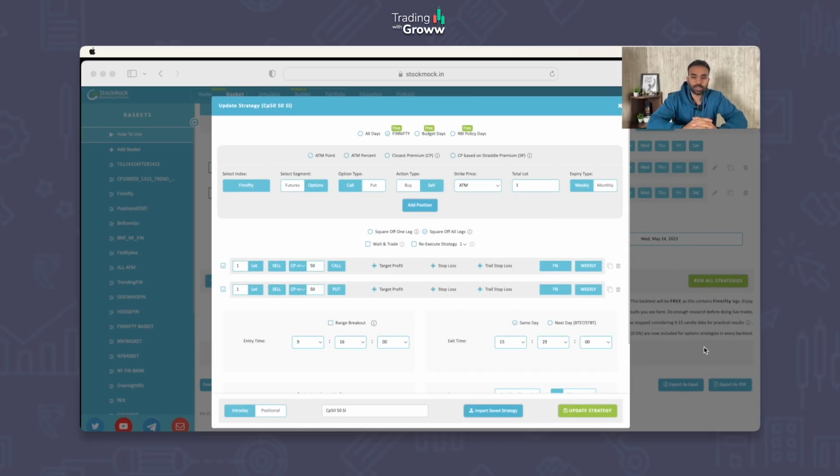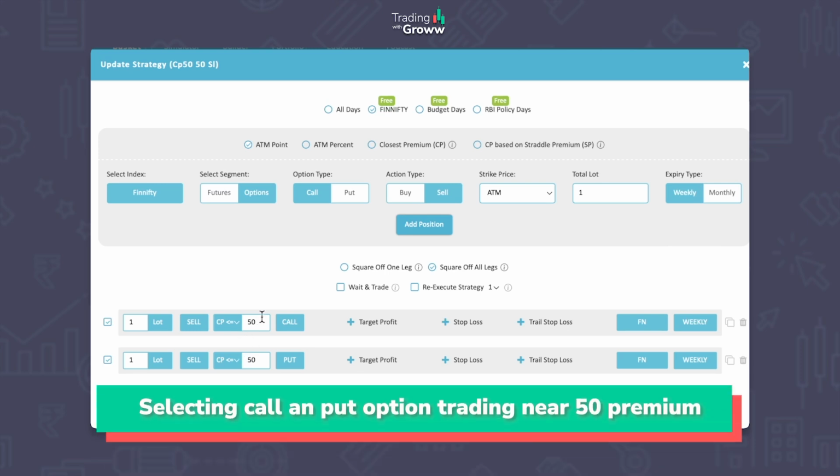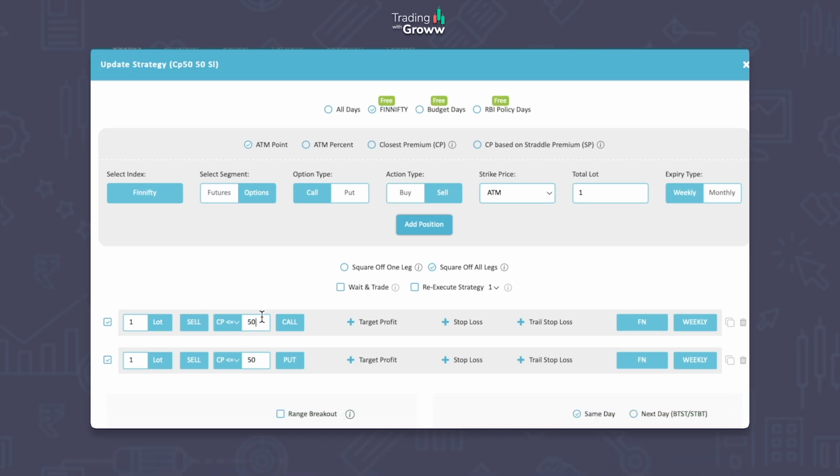So I'm using a tool called StockMark, using which you can easily backtest any specific trading strategies, and with respect to Finnifty, we can easily backtest it for free. So the first and foremost rule is we select the Finnifty instrument, and then we select the closest premium option, which is nothing but you select the call option and put option which is trading to the level of 50 rupees. So whatever call option is trading to the level of 50 rupees, you choose that, and whatever put option strike is trading to the nearest 50 rupees value, we choose that. So that is the primary rule of selection of option strikes.